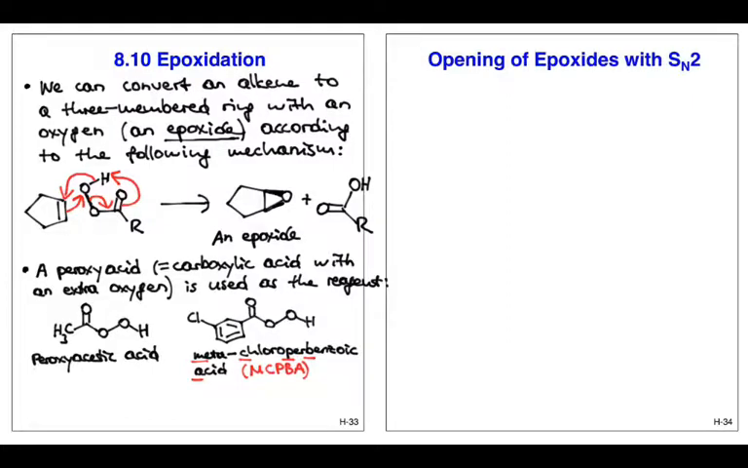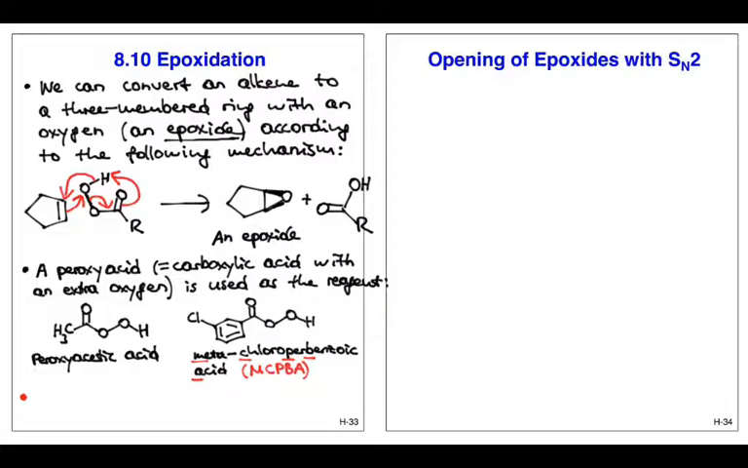So what you need to know is pretty much this. It's good if you know the structure of MCPBA, but you don't absolutely have to. What you need to know, you have to recognize the structure as a peroxy acid which does epoxidation reactions. And you have to recognize the name, and you have to recognize MCPBA as something which does epoxidation reactions. That's the important part.